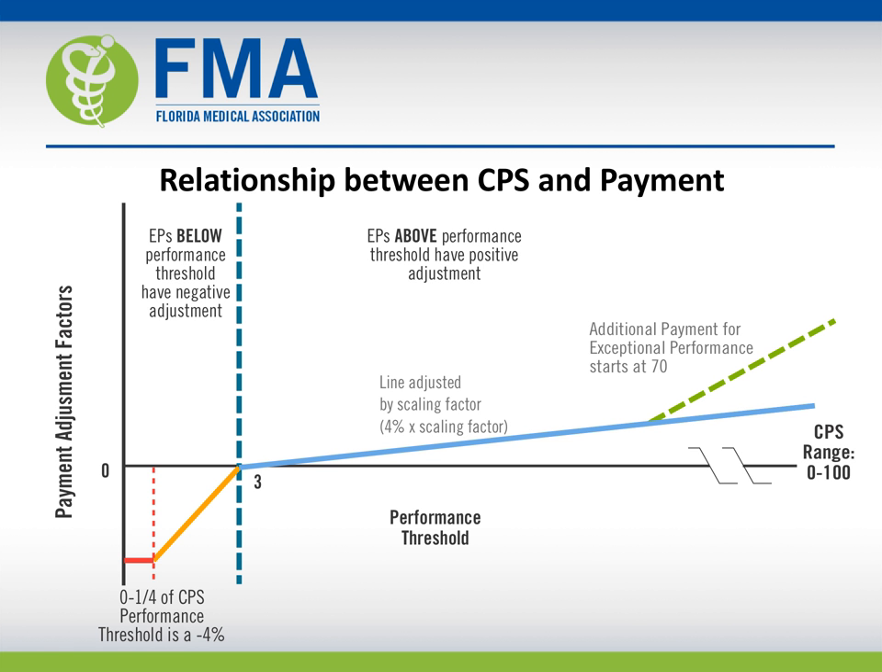I know that was a lot of information, so let me go back over it again. The performance threshold in the first year of MIPS is going to be set at 3 out of 100, which means that if you perform even a minimal amount of quality reporting, your practice will be able to attain a score of 3 and therefore avoid a penalty in the first year of MIPS. If you manage to attain a performance score higher than that, you may be eligible for some small bonuses. And in addition, if you attain a performance score of 70 or higher, you will also be eligible for additional bonuses out of that $500 million per year allocation that I mentioned. Those additional bonuses theoretically could be as high as an additional 10%.